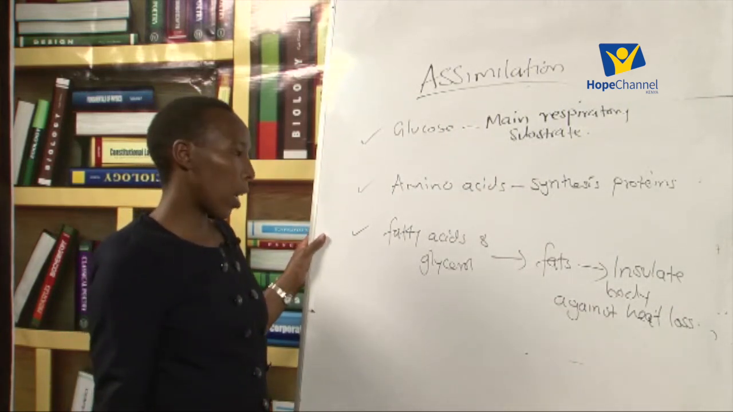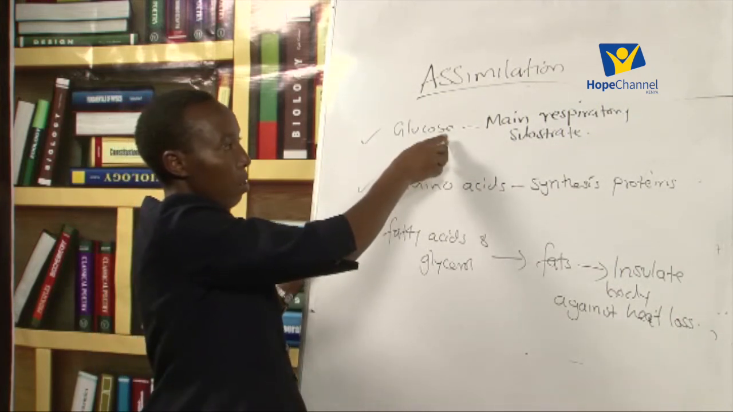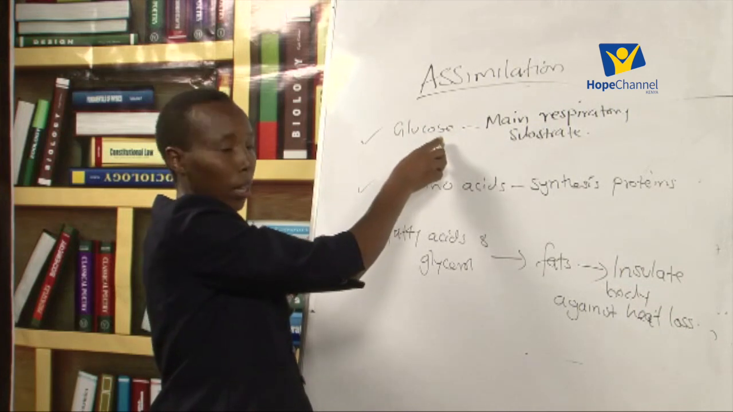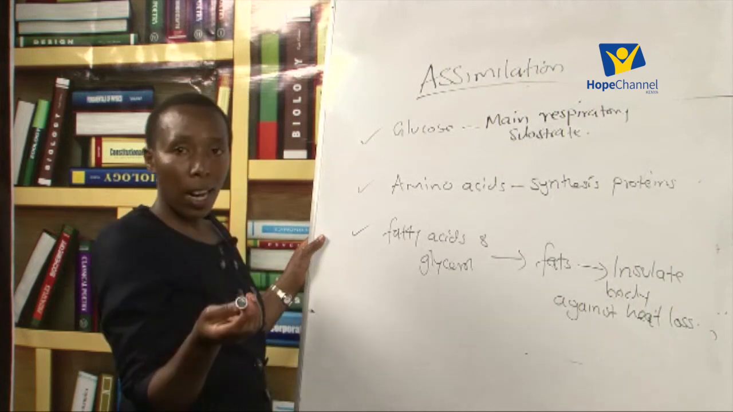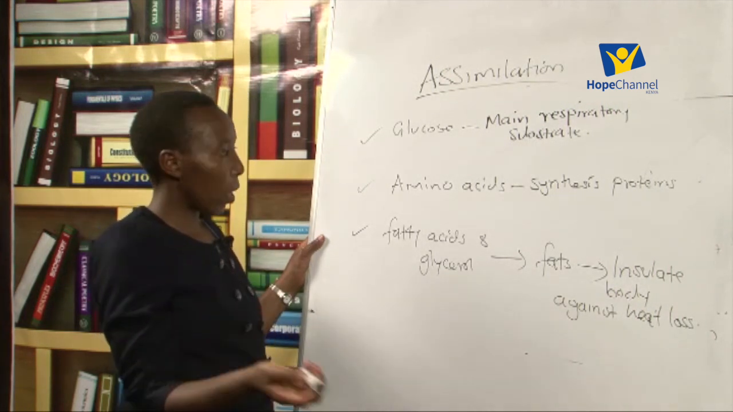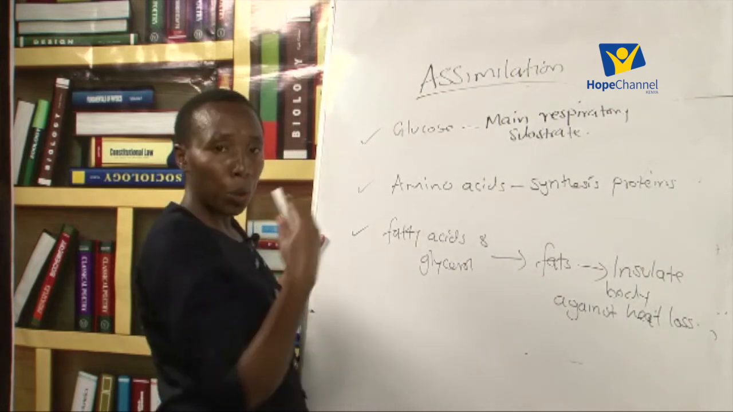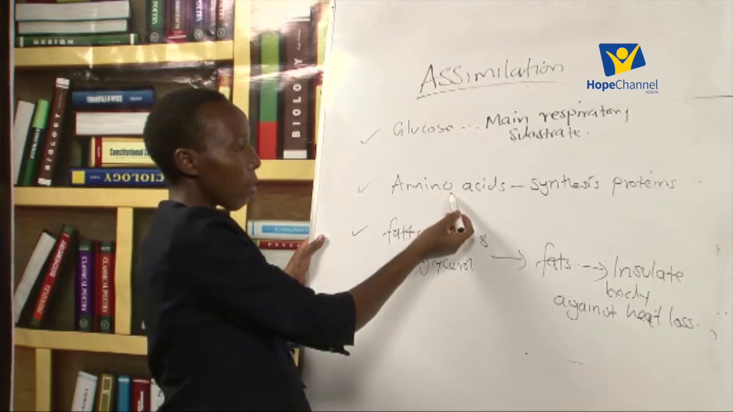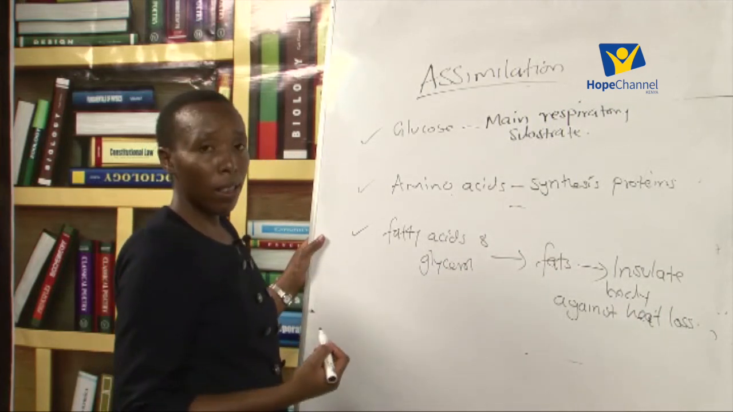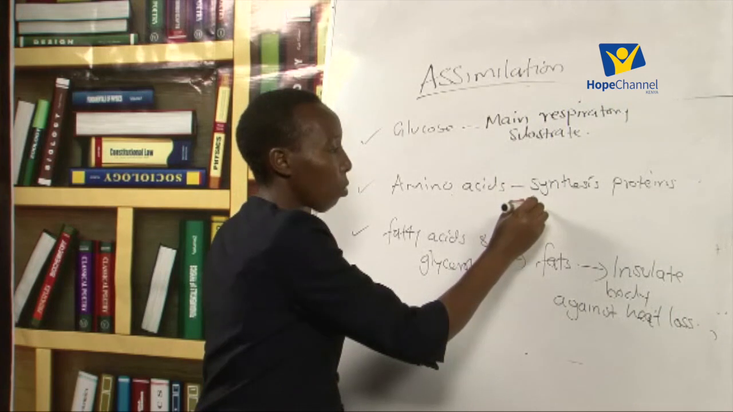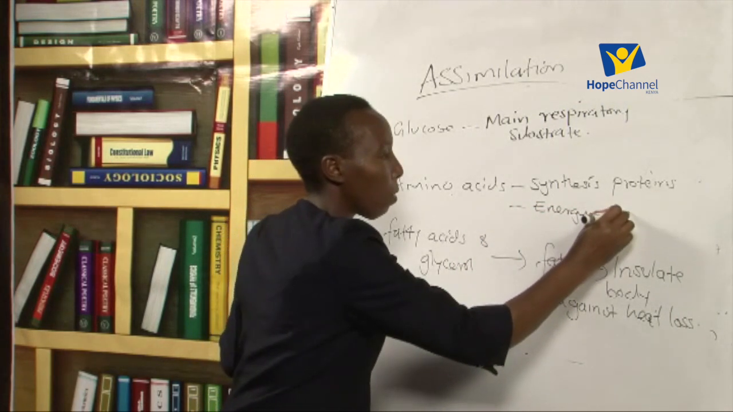But of course, you realize that during respiration, when the glucose substrates are depleted, we can use the fats. So fats can also be oxidized to give us energy. Then, of course, once we deplete even the fats during starvation, the amino acids can also be used to give us energy. That is during starvation.